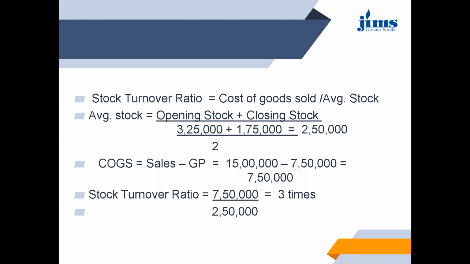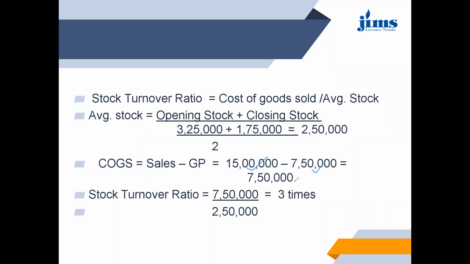Now, first we'll calculate the stock turnover ratio. The formula to calculate stock turnover ratio is cost of goods sold divided by the average stock. So cost of goods sold, we can calculate directly as we are given sales, that is 15 lakh, and gross profit as 7,50,000. So this information is already given in the question. So cost of goods sold is 7,50,000 for this firm.